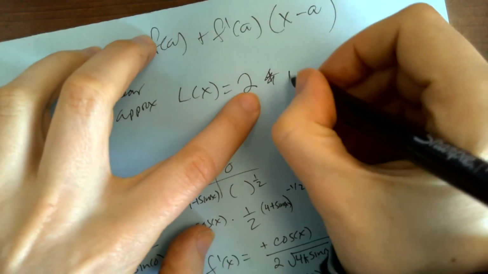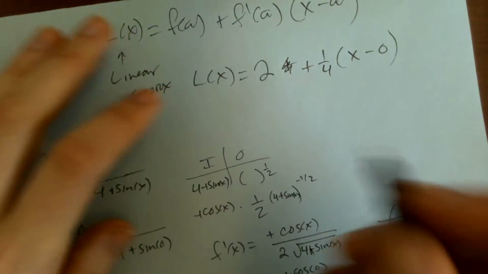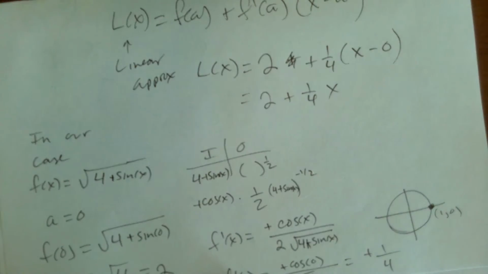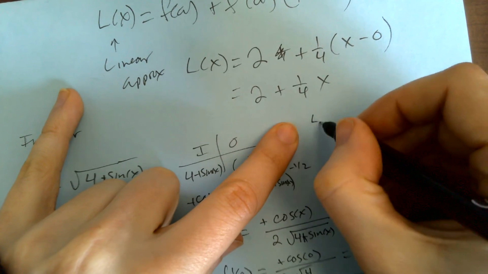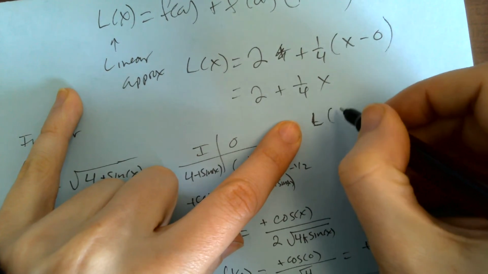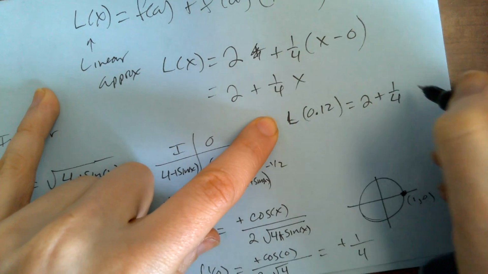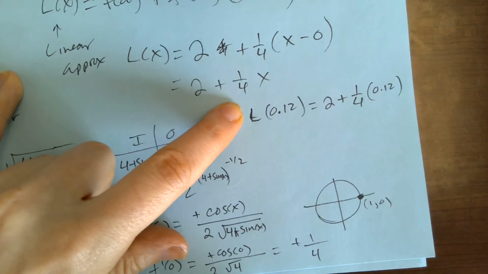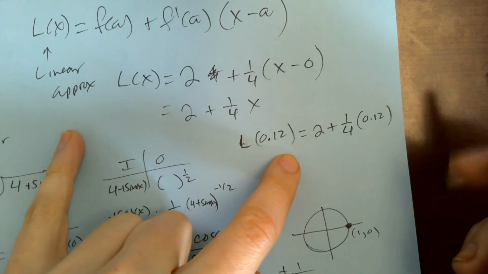All right, so this is going to be plus 1/4 x minus 0. So this is 2 plus 1/4 x. So what I've got to do is plug in, so the linear approximation at 0.12 is 2 plus 1/4 times 0.12.